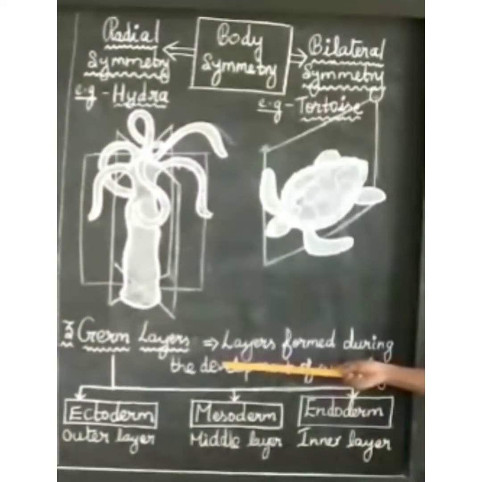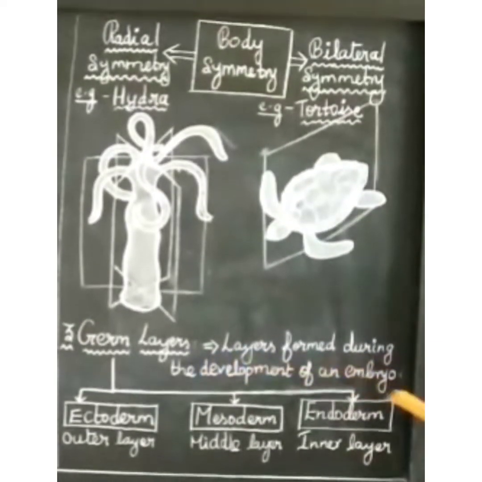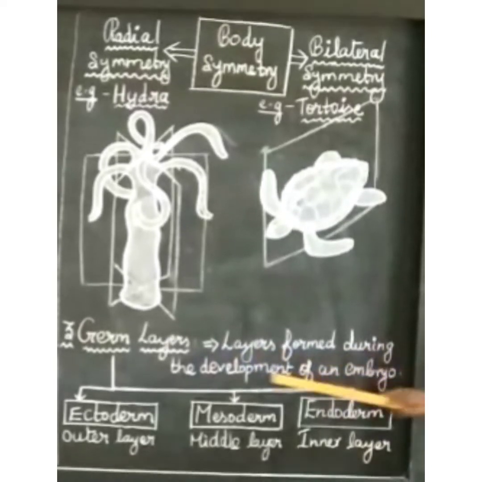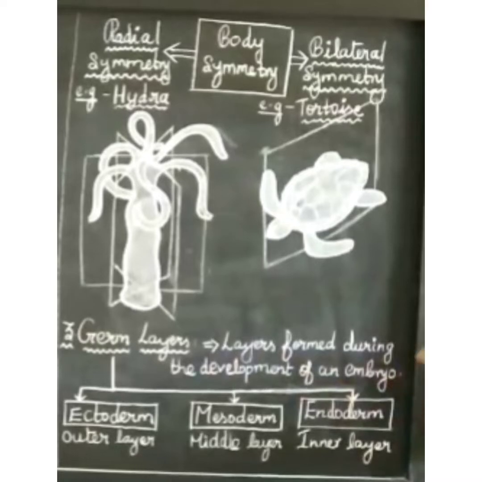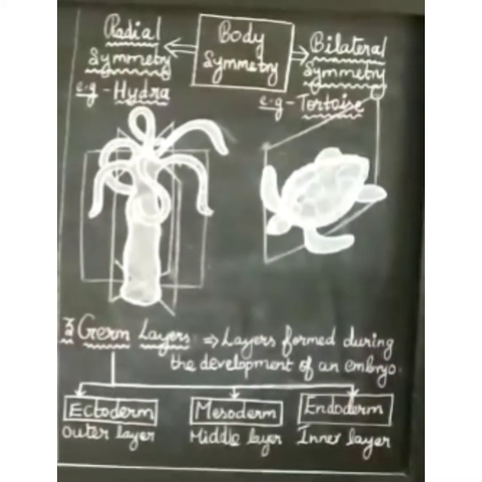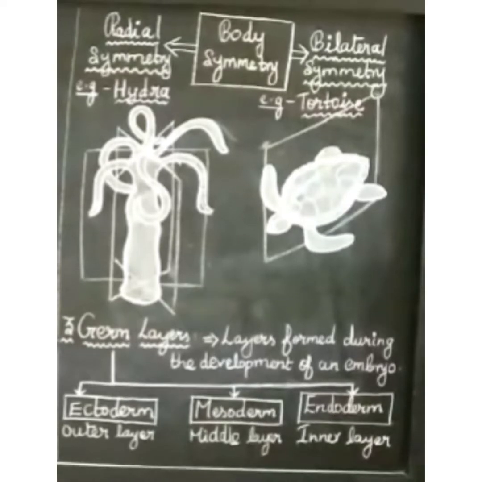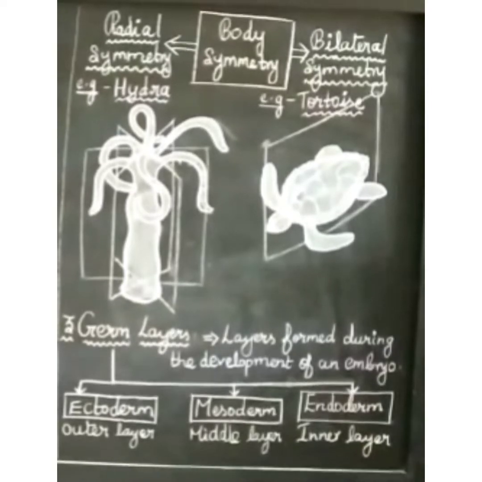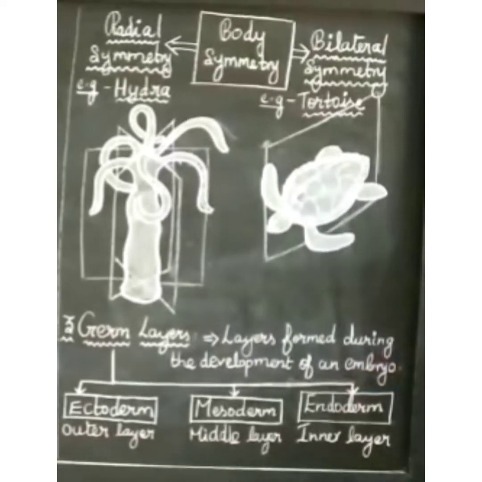Third one is called germ layers. What is meant by germ layers? They are the layers formed during the development of an embryo. We all know that we developed from an embryo. A small structure, after fertilization, develops into an embryo. This embryo gives rise to an adult. We know that. Like this, during the development of an embryo, three coats will be formed.